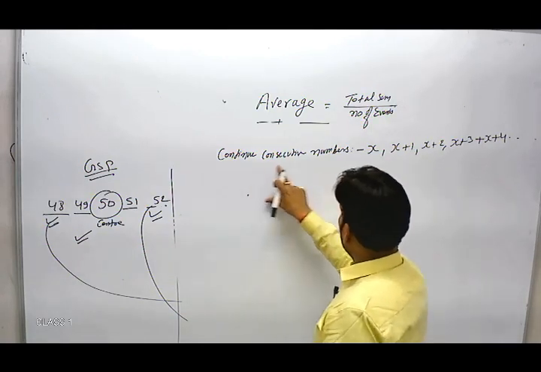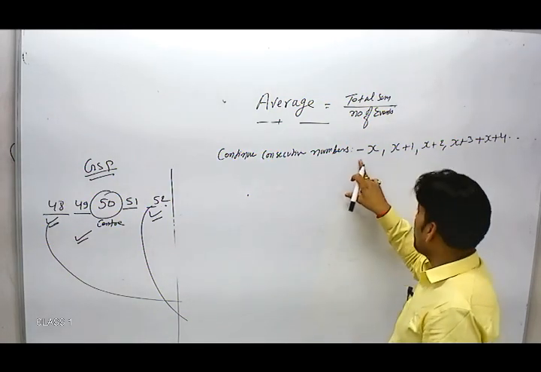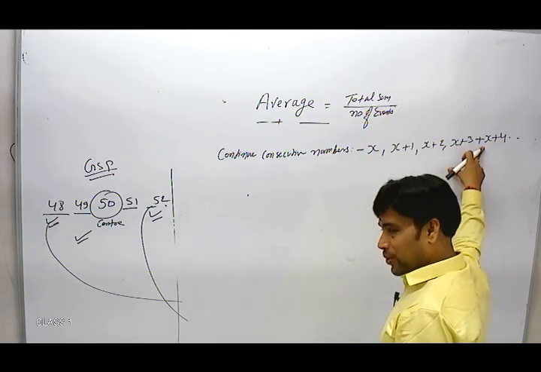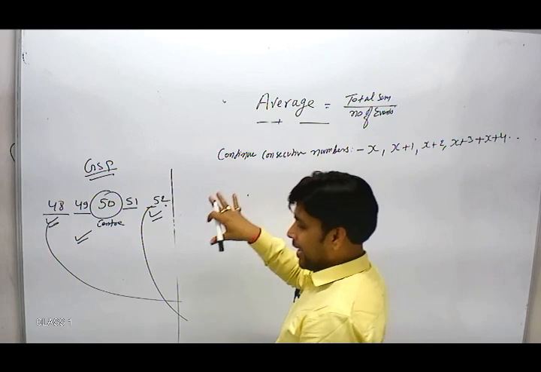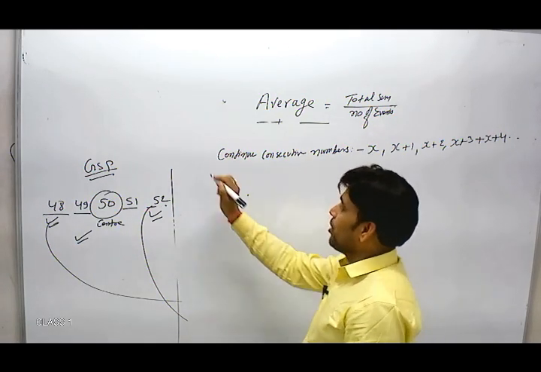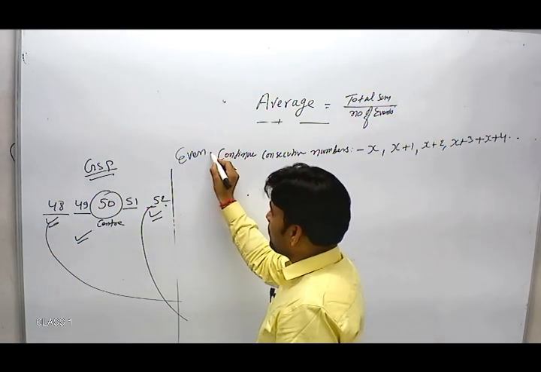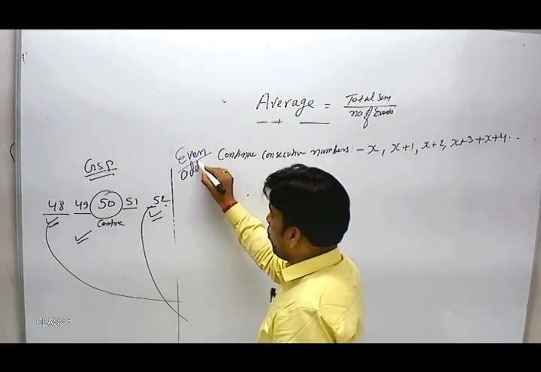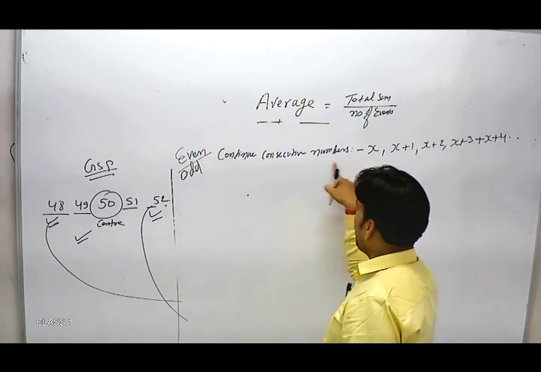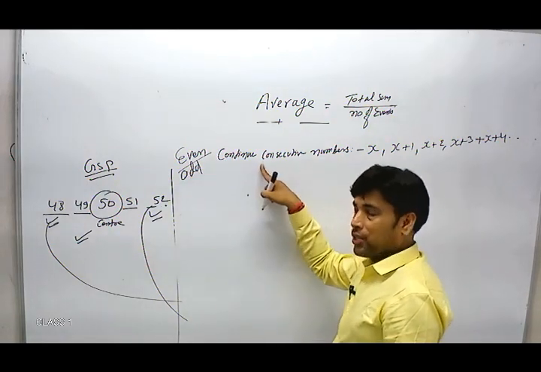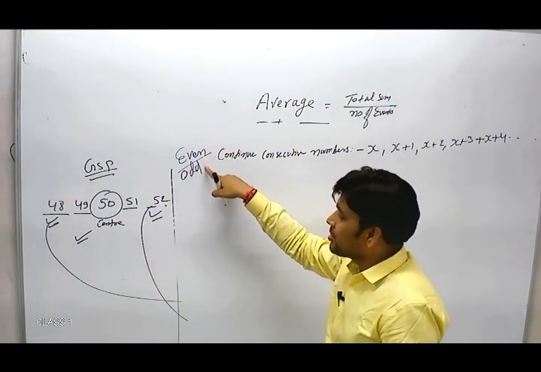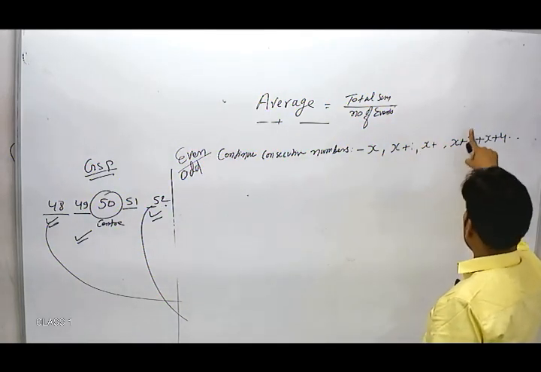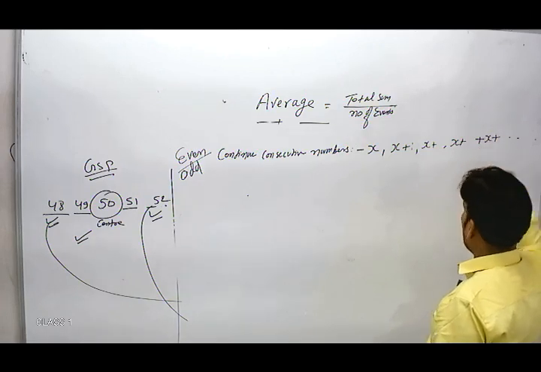What is here? Consecutive numbers. You started from x, x plus 1, x plus 2, x plus 3, x plus 4. But when the numbers are even consecutive numbers and odd consecutive numbers, what will you do? When you start these numbers, you have to write not with 1 but with plus 2, plus 2, plus 2. It means you always have to increase by 2.